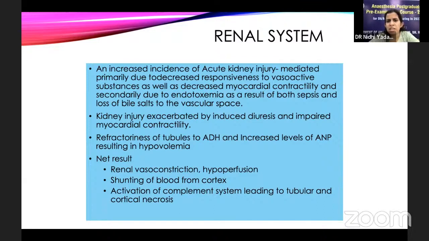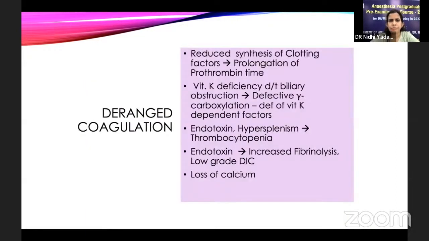Kidney injury is exacerbated by induced diuresis and impaired myocardial contractility. Refractoriness of the tubule to antidiuretic hormone and increased level of atrial natriuretic peptide result in hypovolemia. Net result is renal vasoconstriction, hypoperfusion, the shunting of blood from the cortex, and activation of complement system, which leads to tubular and cortical necrosis.